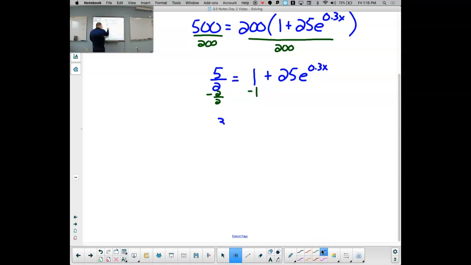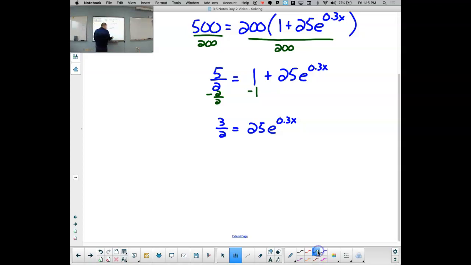So that's going to give me 3 halves on the left, and 25e to the 0.3x power. Still got to get that e term isolated.